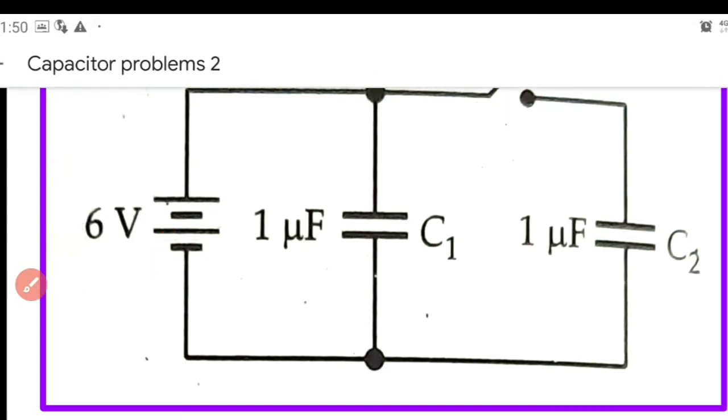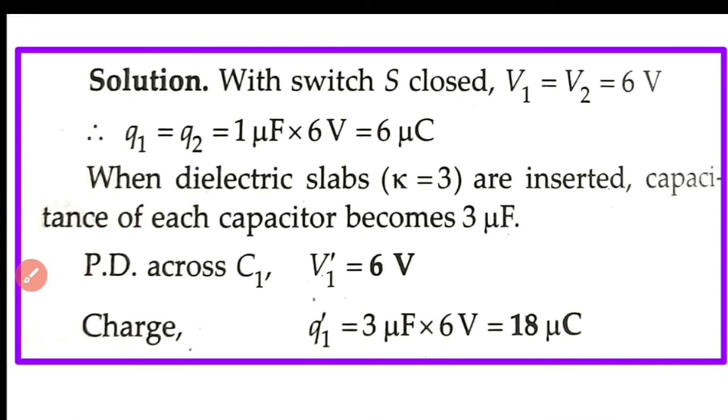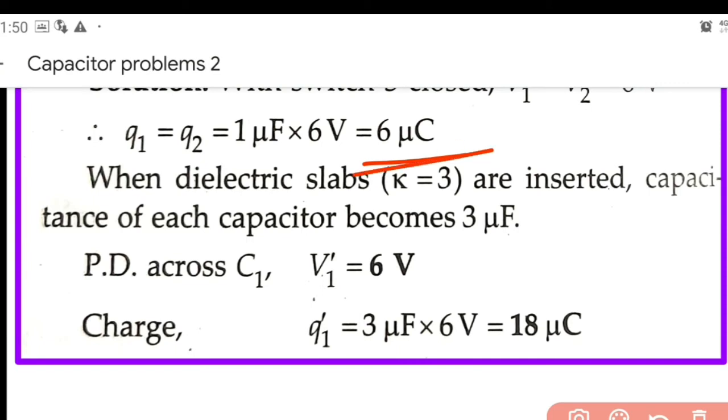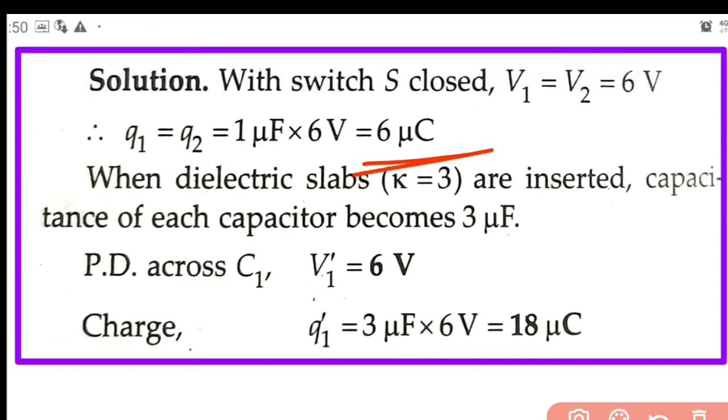So how can we find the charge stored? Charge will be equal to CV. Since both the capacitors are of same capacitance, we will get the charge to be same, and that charge is 6 microcoulomb.